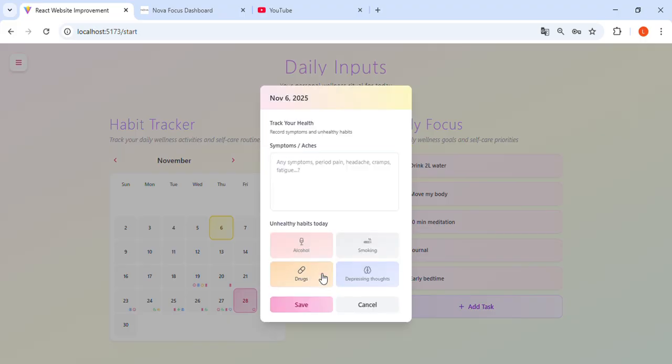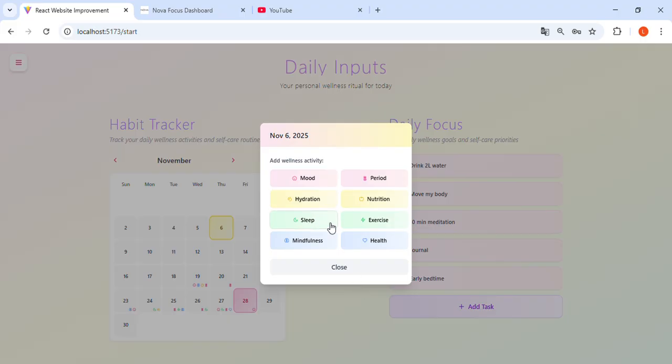And then lastly, we have a health section where you can write about your symptoms and aches, and also indicate some unhealthy habits. All of this is, again, I'm not sure if I already said it, saved to Supabase.